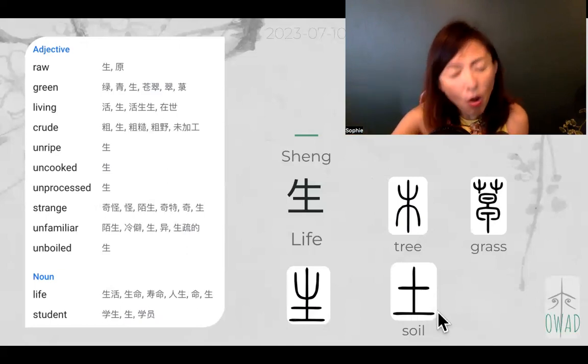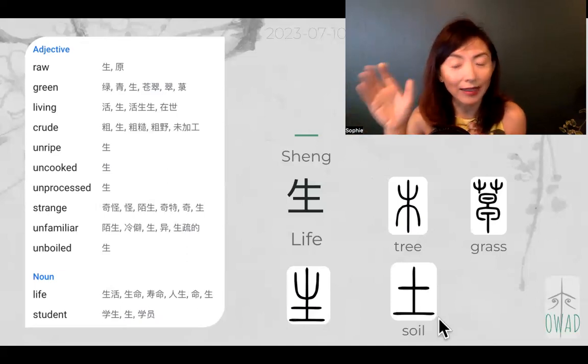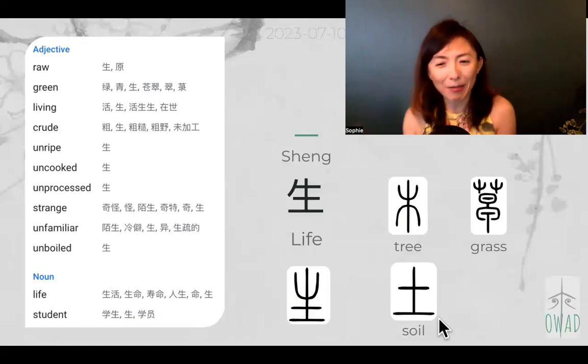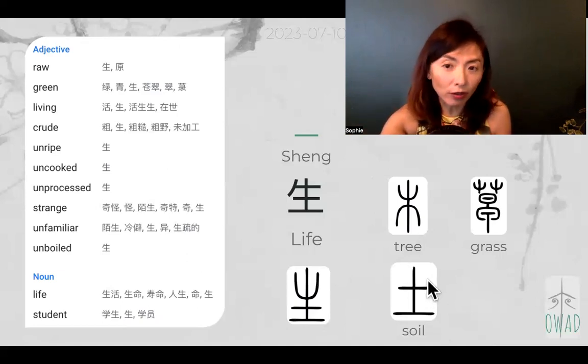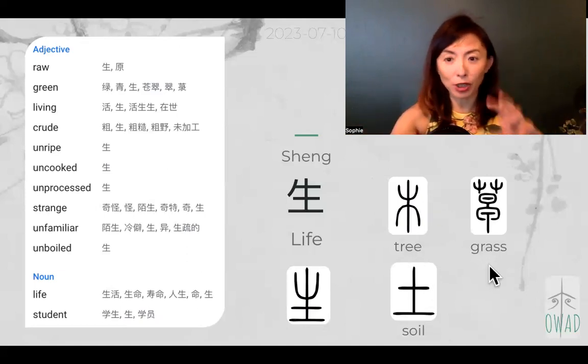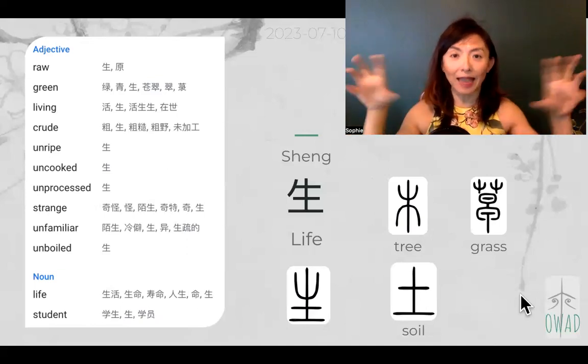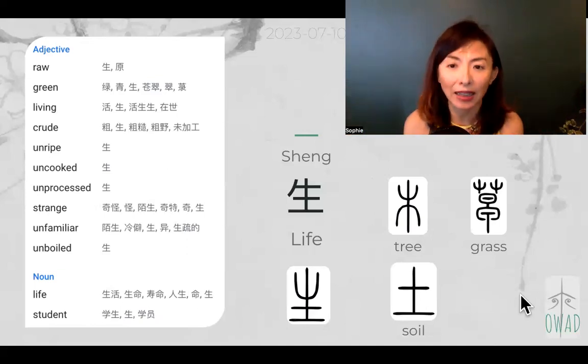And the first horizontal line is always shorter than the second one, because if it's reversed, it's another character. Okay, cannot mess up with that. So that's soil. And now I'm showing you both the tree and the grass, how they were expressed in Chinese.